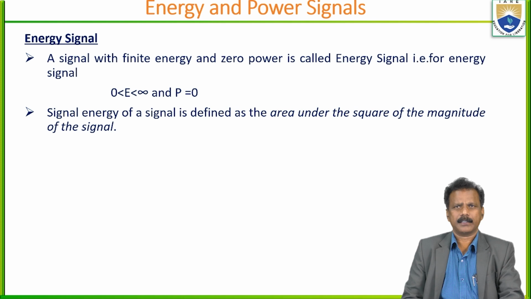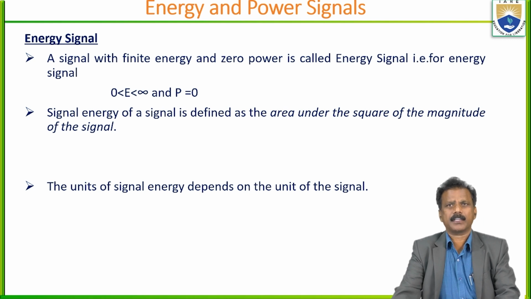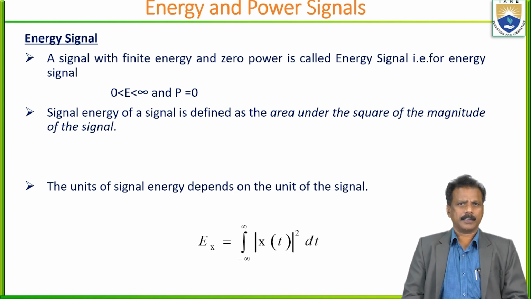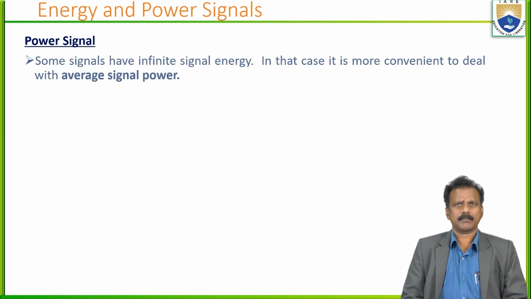The signal energy of a signal is defined as the area under the square of the magnitude of the particular signal. The units of the signal energy depend on the unit of the signal. We can consider mathematically Ex, where Ex is equal to the integral from minus infinity to plus infinity of x of t squared dt.